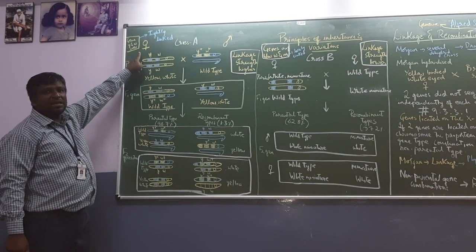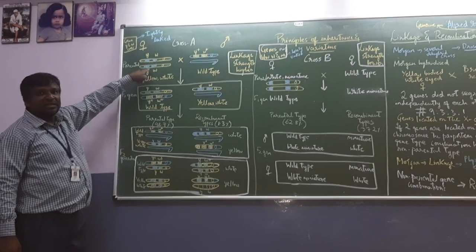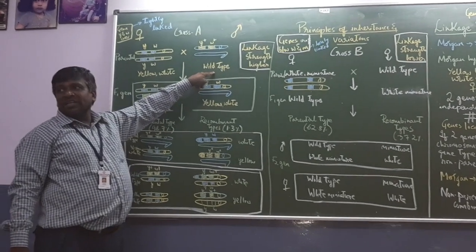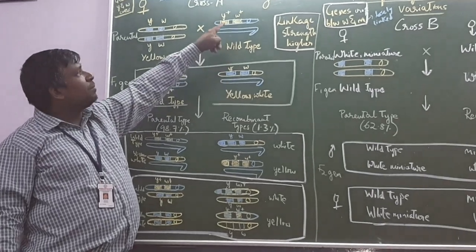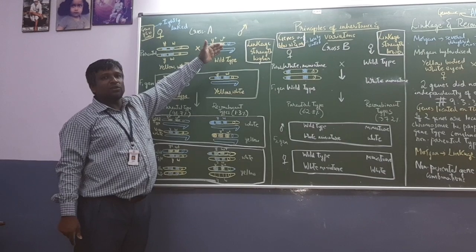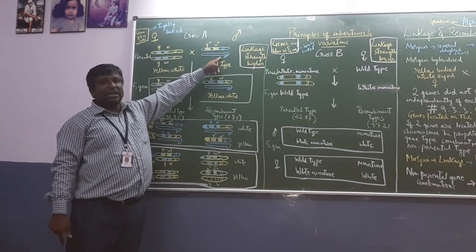Drosophila melanogaster is a yellow-white female. How do you know it is female? Because both of them are X chromosomes. They are crossed with XY, which is nothing but white type. Y plus and W plus indicate white type, and this is a male. How did you come to the conclusion that it is male? Because they have the Y chromosome.